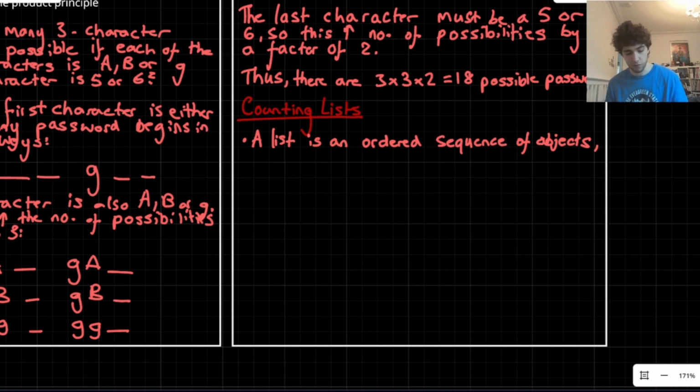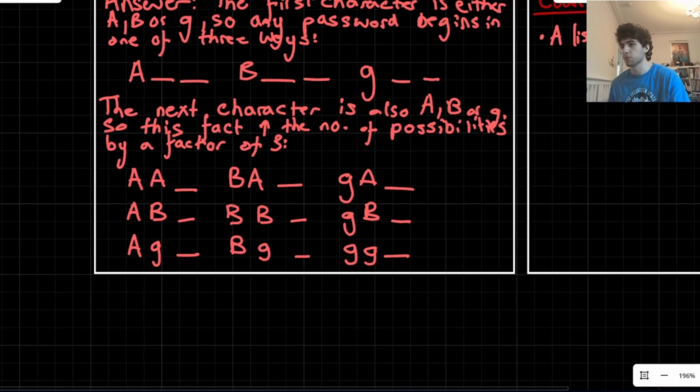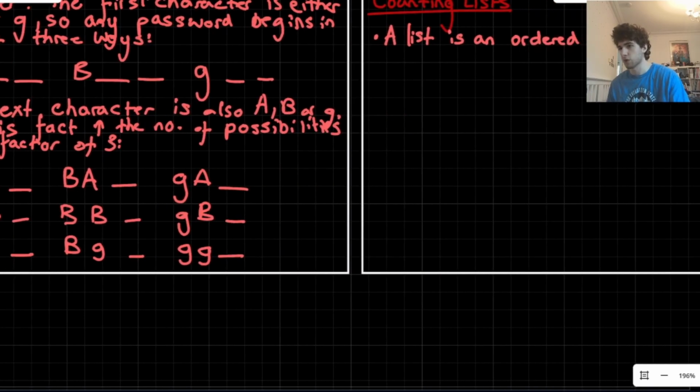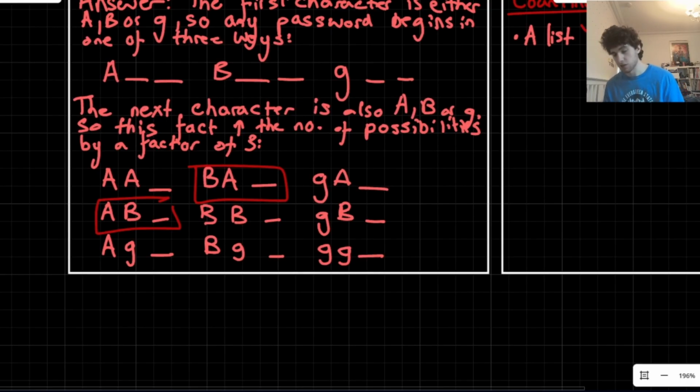For example, the password that we just looked at. The order of the letters, the order that they appear, matters, right? Because a password that starts with capital A and then has a capital B is completely different to a password that starts with capital B and then has a capital A. Even though they've utilized the same letters, these two passwords are different because the order is changed. So you could represent passwords as lists effectively.